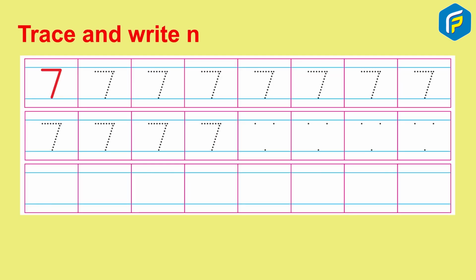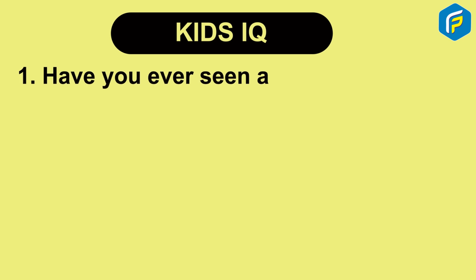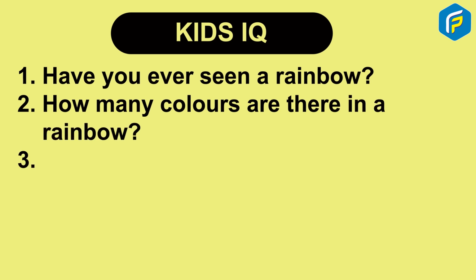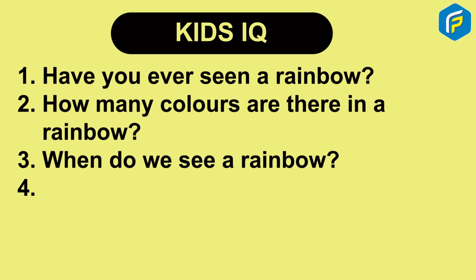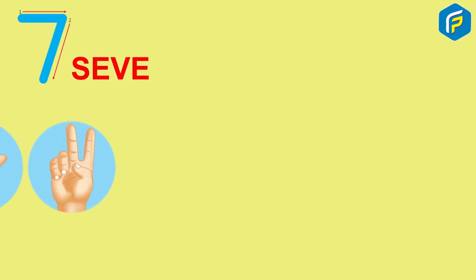Trace and write the number 7. Kids IQ. 1. Have you ever seen a rainbow? 2. How many colors are there in a rainbow? 3. When do we see a rainbow? 4. Which is your favorite color in a rainbow? 7.